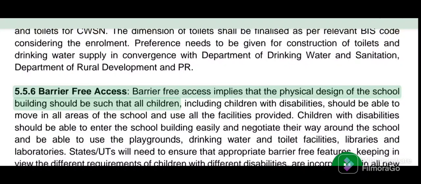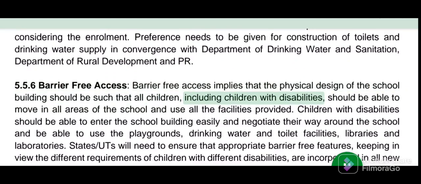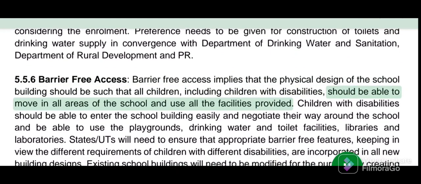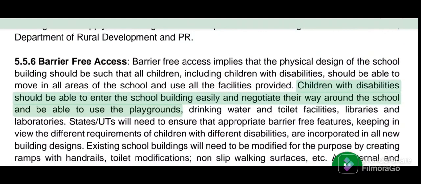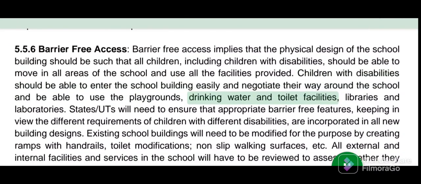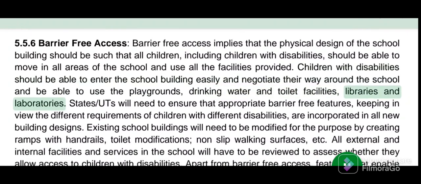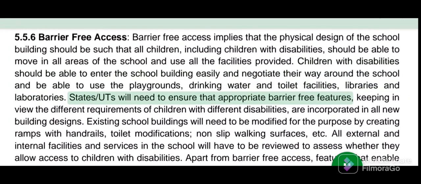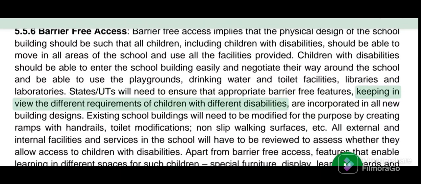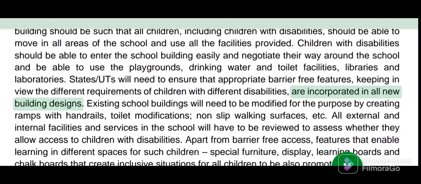5.5.6 Barrier-free access. Barrier-free access implies that the physical design of the school building should be such that all children, including children with disabilities, should be able to move in all areas of the school and use all the facilities provided. Children with disabilities should be able to enter the school building easily and negotiate their way around the school and be able to use the playgrounds, drinking water and toilet facilities, libraries and laboratories. States UTs will need to ensure that appropriate barrier-free features, keeping in view the different requirements of children with different disabilities, are incorporated in all new building designs.